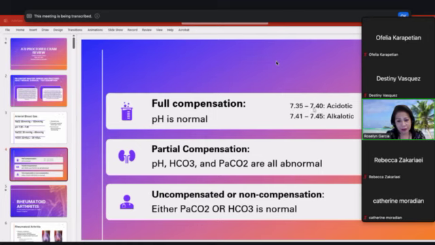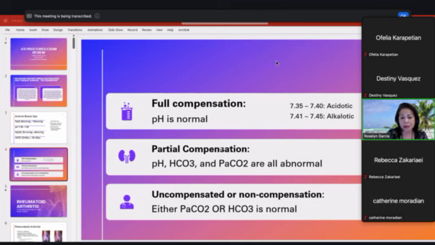Anything between 7.35 to 7.40, you're going to call that acidotic. 7.41 to 7.5, you're going to call that alkalotic. We have to have either an acidic or alkalotic pH because that's how we tell if it's metabolic. If our pH goes the same direction as the HCO3, we know we're looking for metabolic. If the pH and the PaCO2 go in opposite directions, we know we're looking at respiratory, right? That's why it's important for you to remember this.